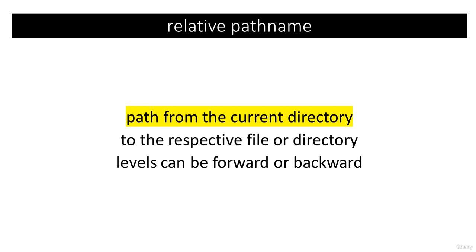The relative or local path is the path to the respective file or directory using the current directory as the starting point. You have to move up or down in the file system tree to reach the target directory or file, starting from the current directory. That is the difference between absolute and relative. Absolute is the path from the root directory. Relative is the path from the current directory.